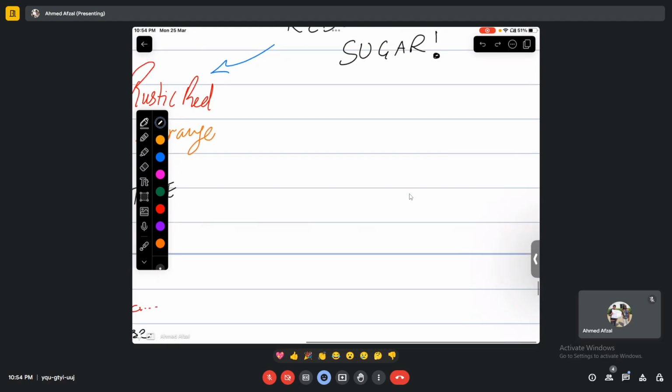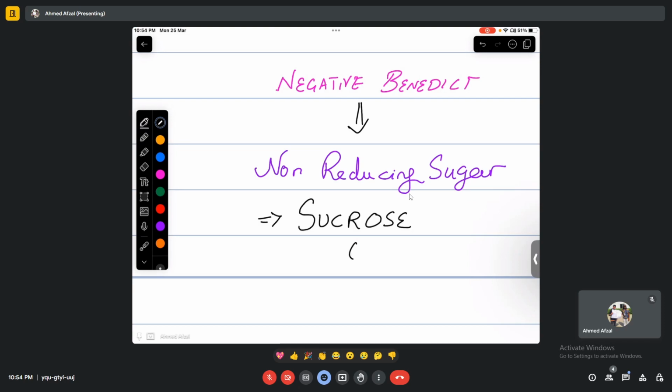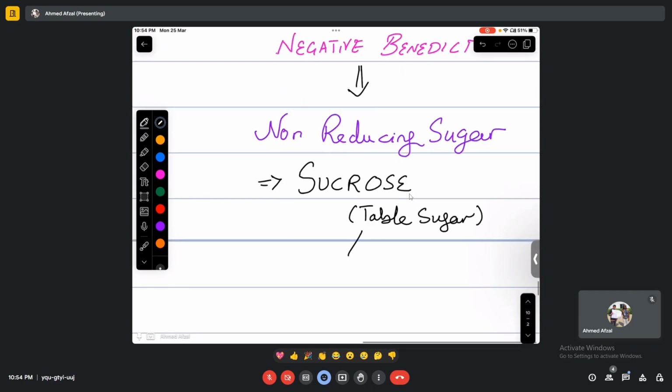However, let's talk about the negative Benedict's test. If the test was negative, that means that the solution contains non-reducing disaccharides. Ahmed, give me an example of a non-reducing disaccharide. Sucrose. Yes. Sucrose is table sugar. If you know that your solution contains table sugar, and by the way, this is also a color test, it would turn thymol blue. That would indicate that sucrose is present. You're done. You do not need to conduct any more tests.